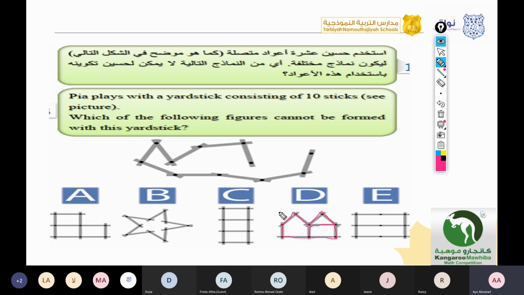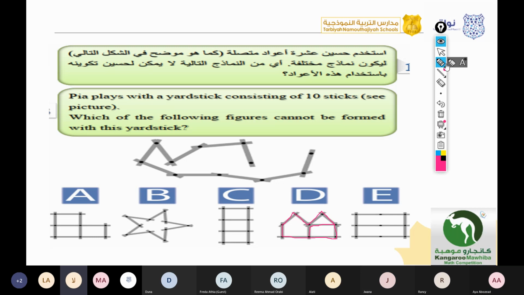Any question for this? No. So, teacher, the exam of the kangaroos will be online or at school? Online. Okay. Any other question about this with the sticks? Anyone wants to ask? No. Okay, let's go to the next.